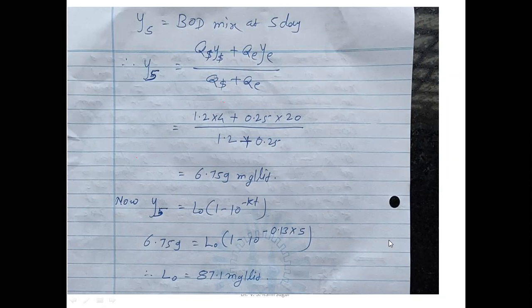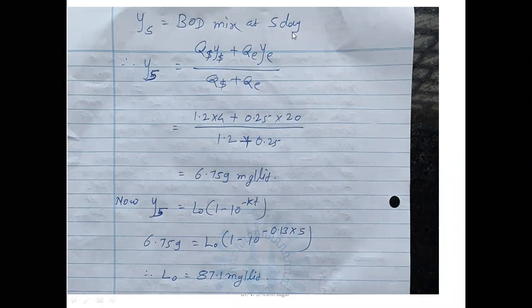Y5 is equal to 6.759 and K is given as 0.13, and small t we have taken as 5. Why? Because it is the 5th day of BOD. So this t becomes 5. You should understand what I have written. Then I calculate L naught is equal to this 6.759 and so on. Yes, it is 8.71. My answer is 8.71.